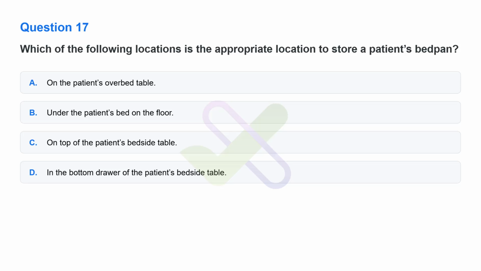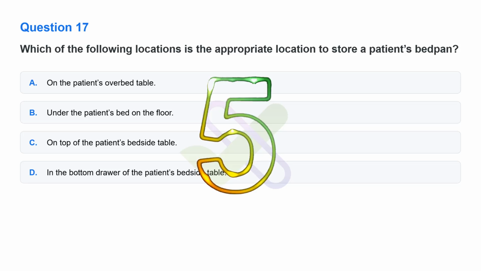Which of the following locations is the appropriate location to store a patient's bedpan? A. On the patient's overbed table. B. Under the patient's bed on the floor. C. On top of the patient's bedside table. D. In the bottom drawer of the patient's bedside table.